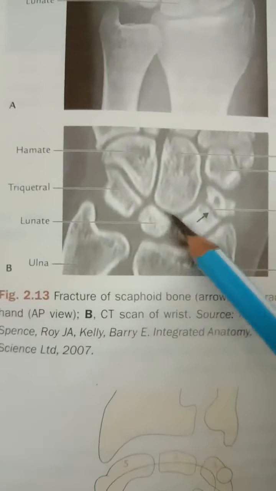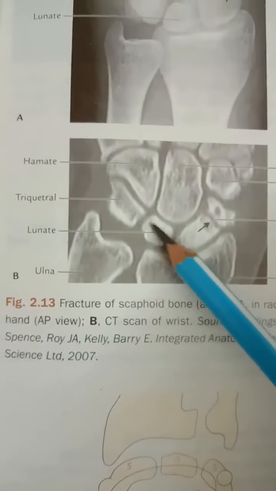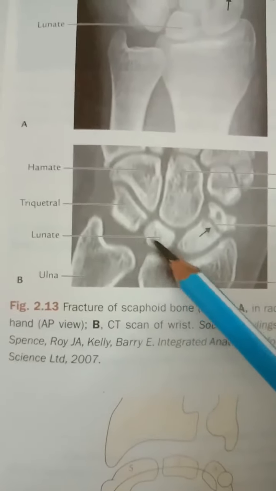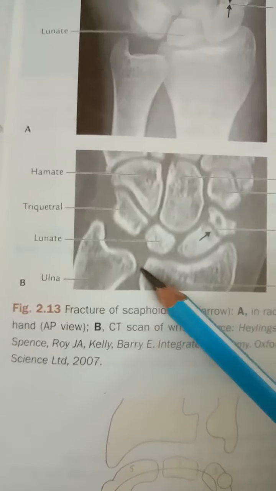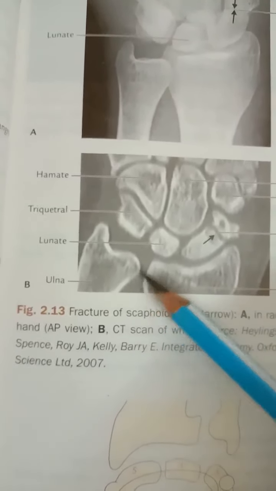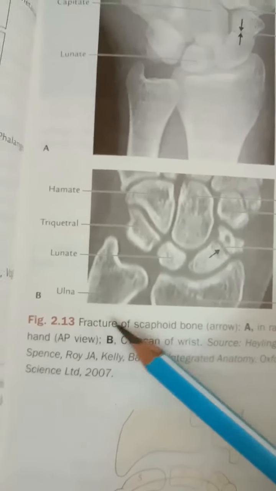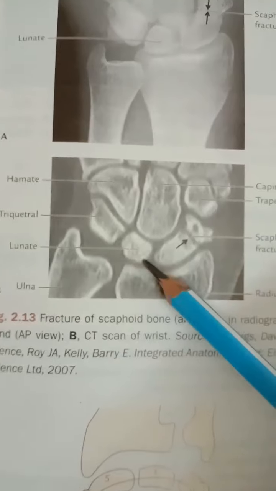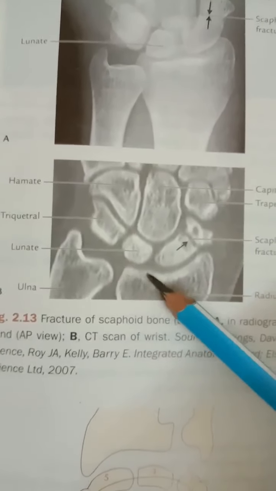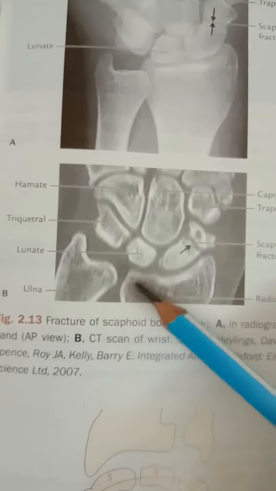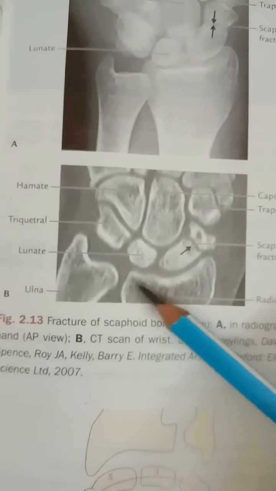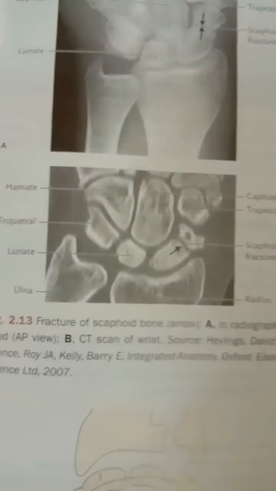Here you can see the scaphoid and this is the lunate bone. Dislocation of the lunate bone is produced by a fall on the acutely dorsiflexed hand with the elbow joint flexed, and this displaces the lunate anteriorly, also leading to carpal tunnel syndrome-like features.